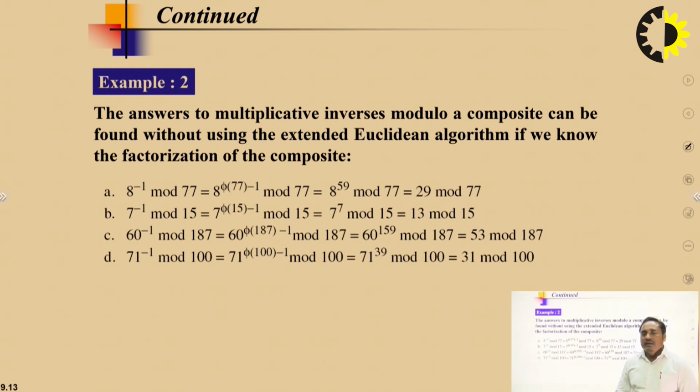You can see here, 8 raised to the power minus 1 mod 77. You can write it in this form: 8 raised to the power phi(77) minus 1 mod 77. So what is the answer? You get 8 raised to the power 59 mod 77, which equals 29 mod 77. So this is the first answer by using the multiplicative inverse formula of Euler's theorem. You can solve the next question, section B, also by using the same formula, and you can get the answer.